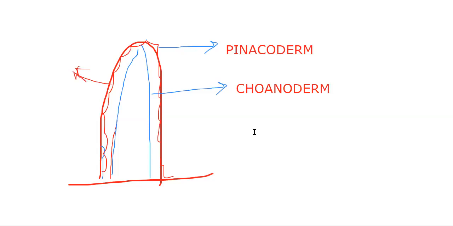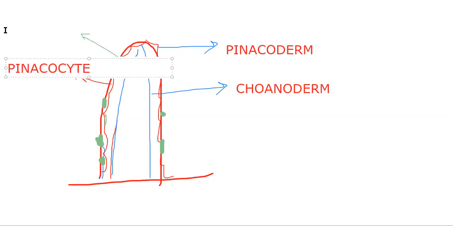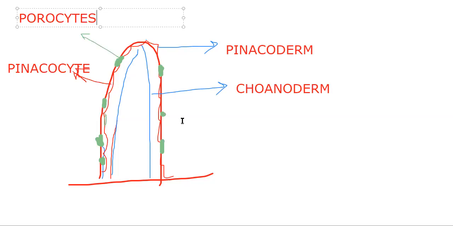In between the pinacocyte cells, we'll find some special kind of cells which we call porocytes. Like this, I am showing the special kind of cells that are present. Pinacocytes and porocytes, I am showing two to you. Listen carefully. What is the meaning of porocyte? A cell which contains a hole, we say porocyte. That hole makes the opening into the body cavity.